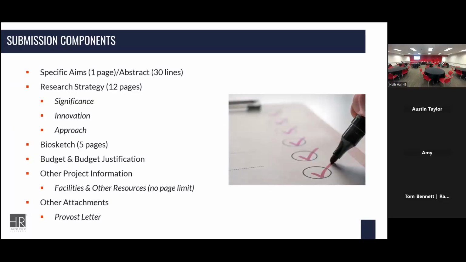When you're preparing an R15, these are the required components. So again, pretty similar to a general R01, which you might be more familiar with, with the exception of the addition of that signed provost letter. So pretty common attachments, pretty common sections, and then again, that signed provost letter.